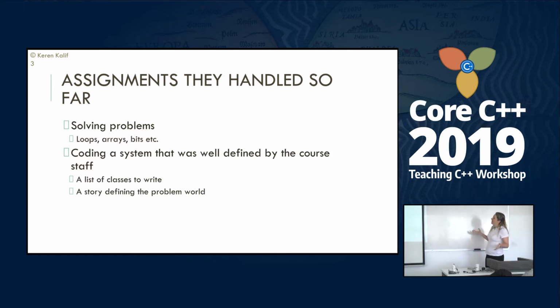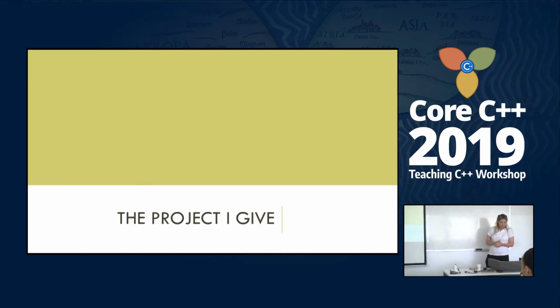What kind of assignments have they done so far by the time they come to my course? Solving problems. In most programming courses, they get an assignment: please write a function that does something, or please implement a system, and they get a system definition that they need to solve. The project I give them is totally different.